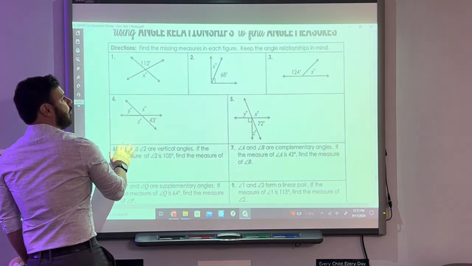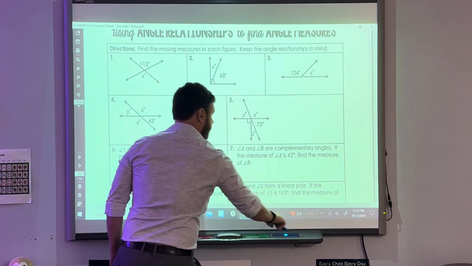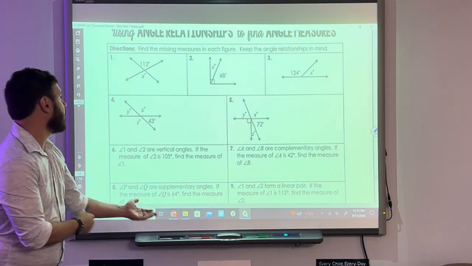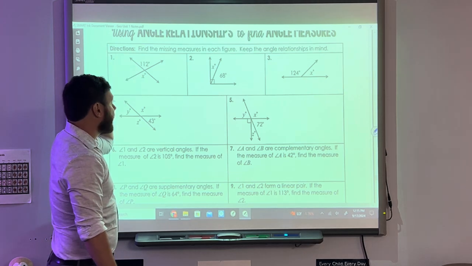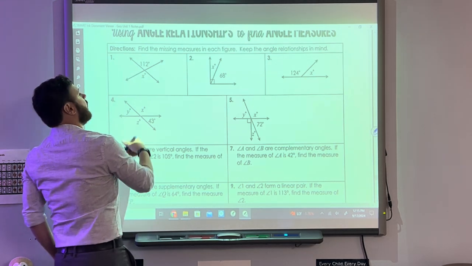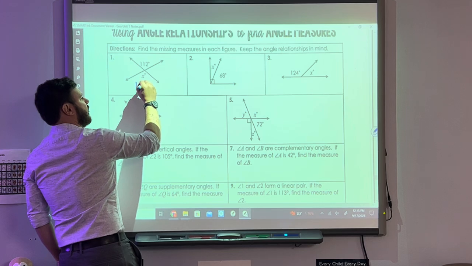Okay, let's go quickly through the examples. You have to find their angle relationships. The 112 and the x, well, that's a vertical pair. I got a top and a bottom. So whatever the top is, the bottom is going to match that.